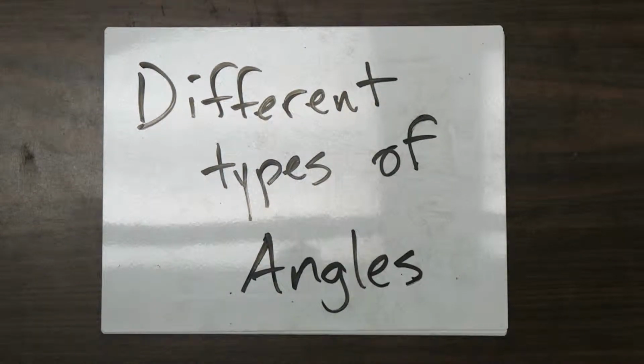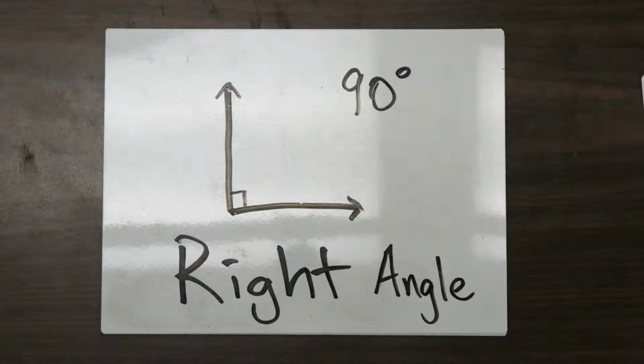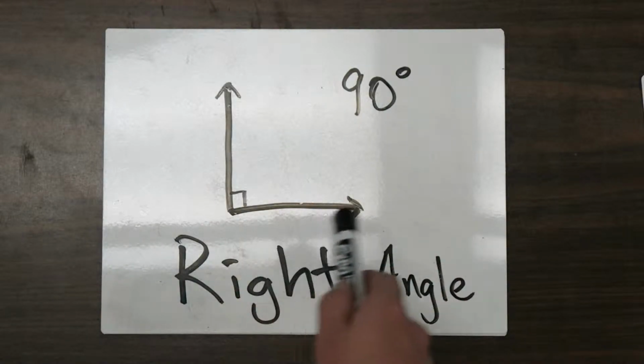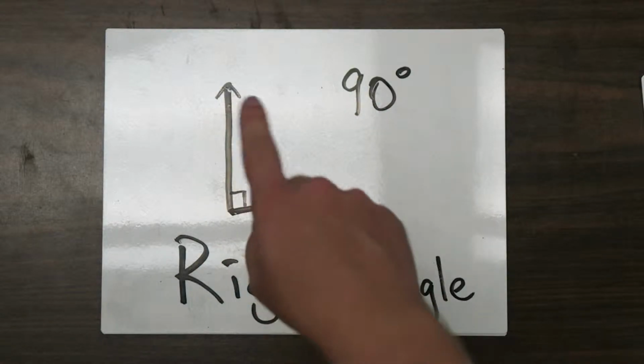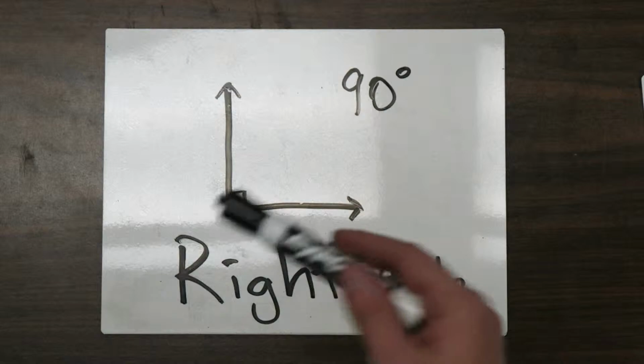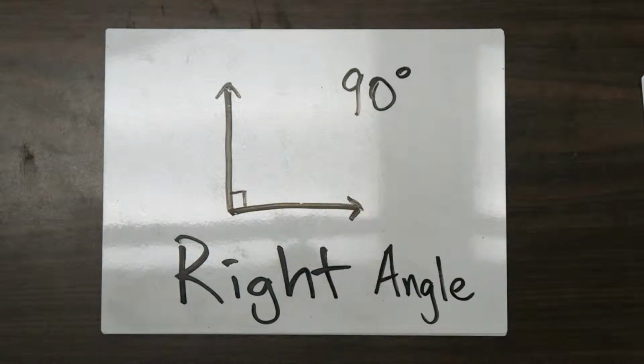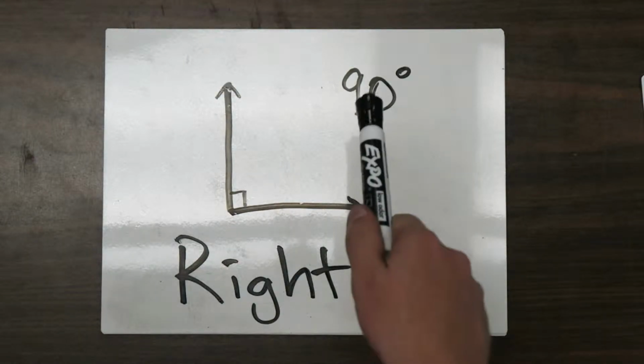All right, so we've discussed angles before, but now we're going to talk about the different types of angles that we'll see. So the first type of angle is called a right angle, and a right angle is just a corner like this. So you might have in a room 4 right angles because you'll have 4 corners of a bedroom or a kitchen or something like that.